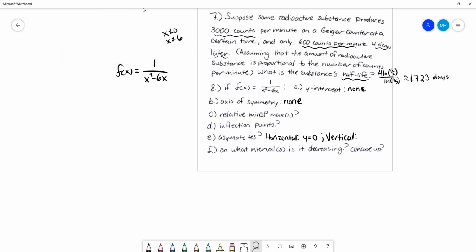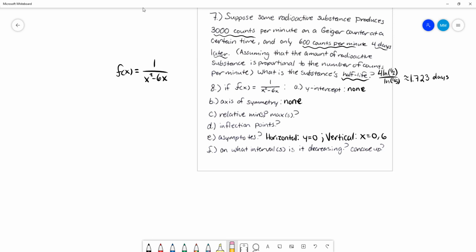Now, are those holes, or are they asymptotes? Well, for it to be a hole, we have to be able to factor it out of the top to be able to get rid of that discontinuity, essentially. Which obviously, since our top is just 1, we can't do, which makes both of these asymptotes. So I have an asymptote at x equals 0 and at x equals 6.